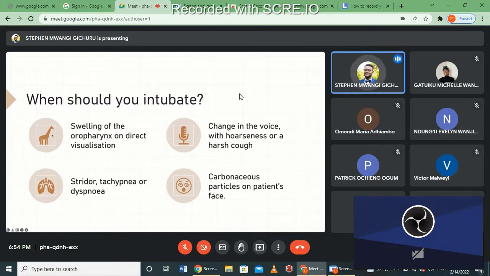So when should you intubate? When the neck area is affected, or even when you're putting in the bronchoscope and you can see that it's very swollen, you need to intubate. If there's a change of voice, if it's hoarse or harsh, you definitely need to intubate.